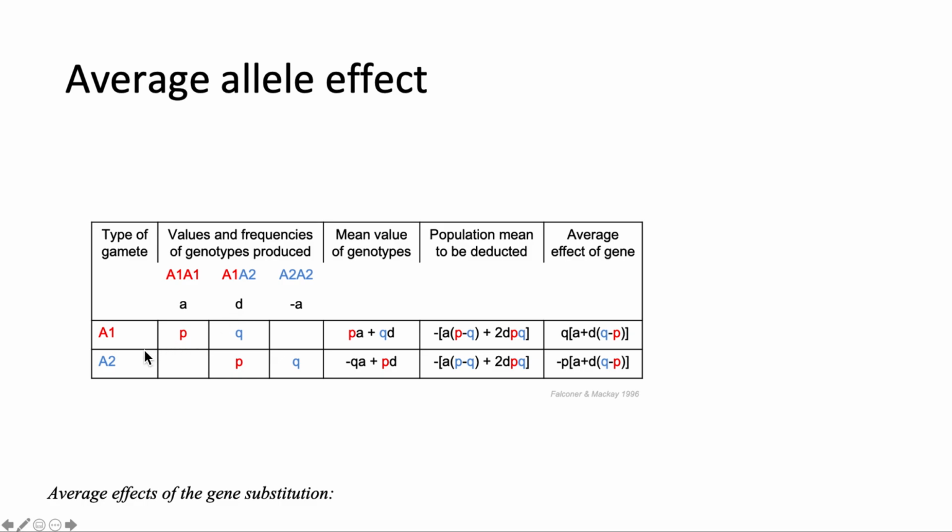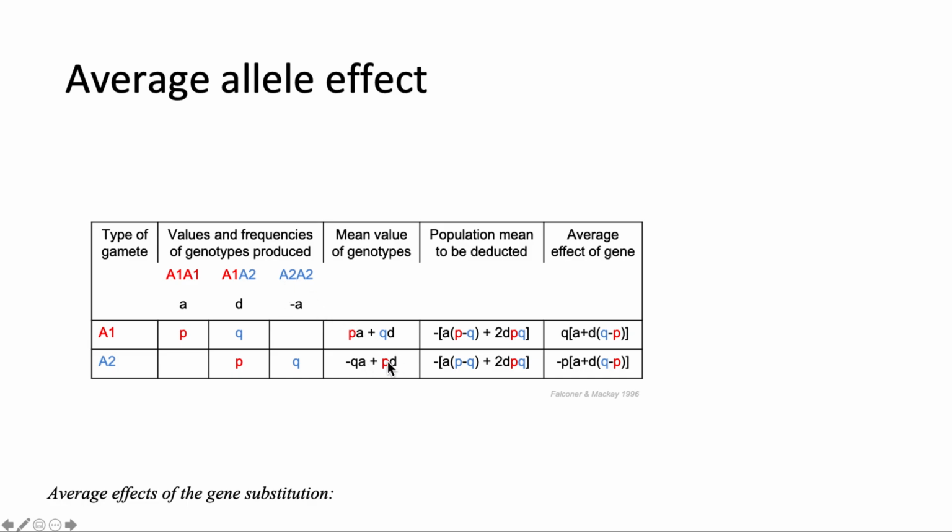And we have to do the same for the A2 allele. Basically, as A2 is in the heterozygous lines, we have to take into account the frequency of P, which is the other allele that is in the heterozygous lines, and we have to take into account the frequency of Q, which is the frequency of A2 in the homozygous A2.